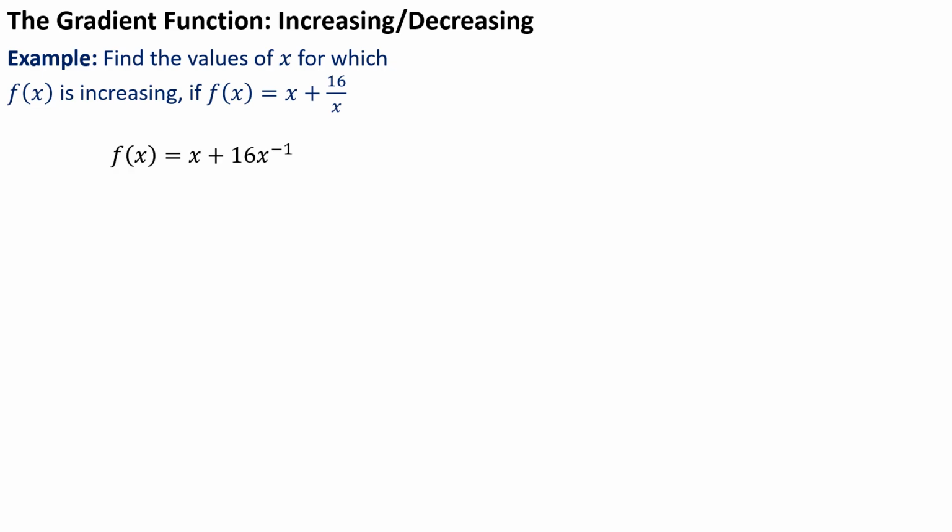And the first thing we're going to do is rewrite it in index form. If you've got reciprocals or radicals like square roots, the first thing you want to do is turn everything into powers of x so that you can differentiate more easily.